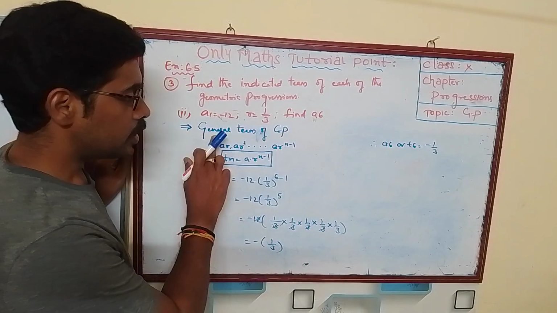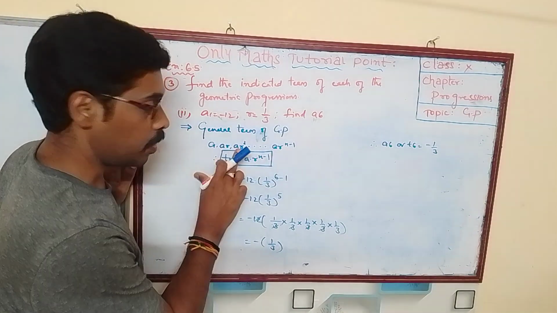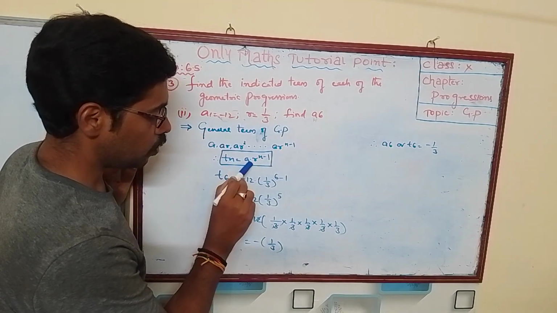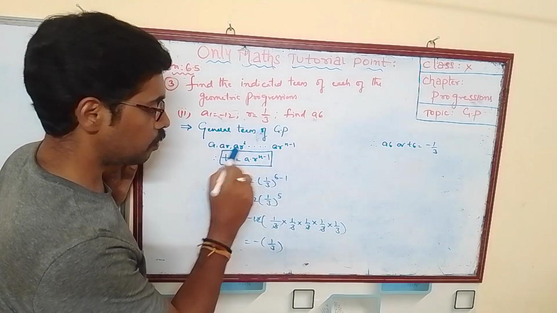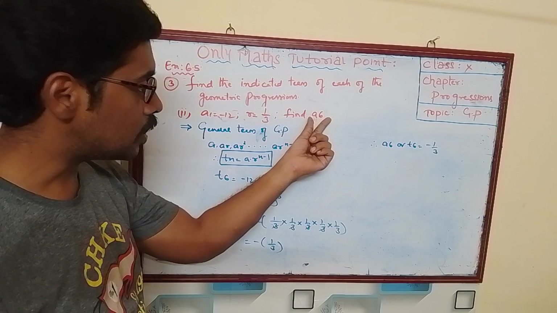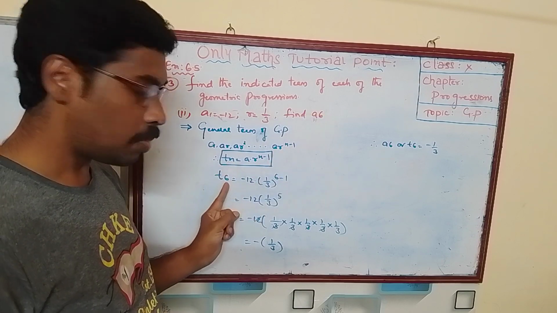See here guys, first write the general term of GP, that is A, AR, AR square, and so on, AR power n minus 1. That is Tn equal to A into R power n minus 1. This one we call the nth term of the GP series or general term of the GP series. So substitute the values. They are asking the sixth term, so T6 equal to, in place of n, replace by 6.